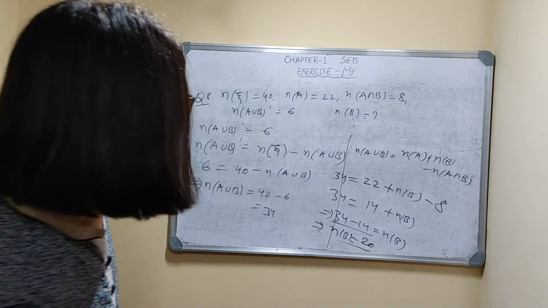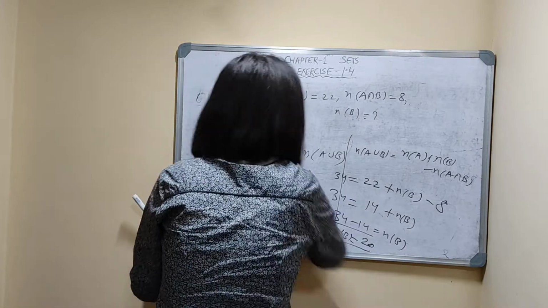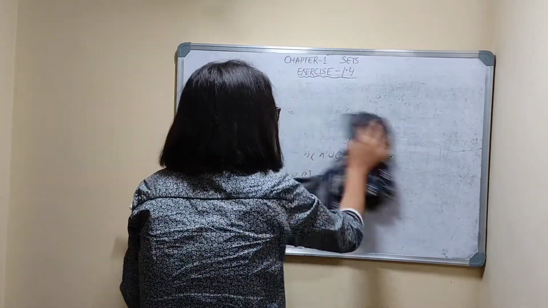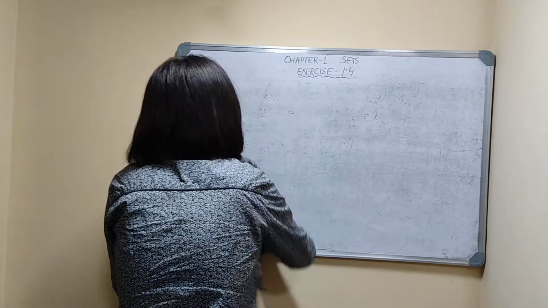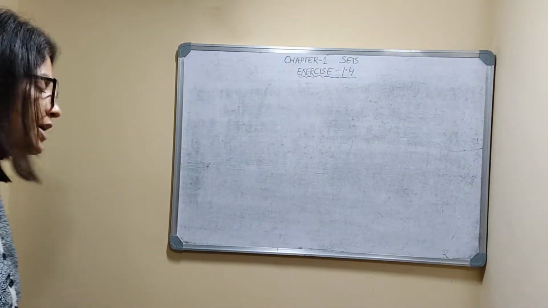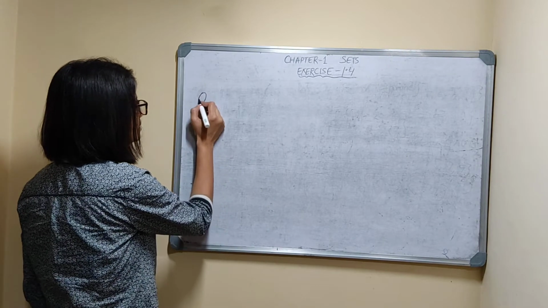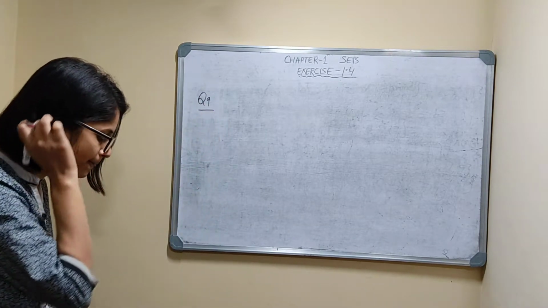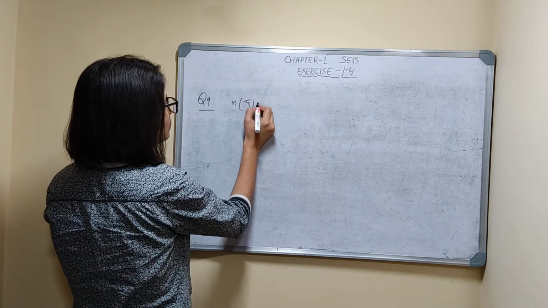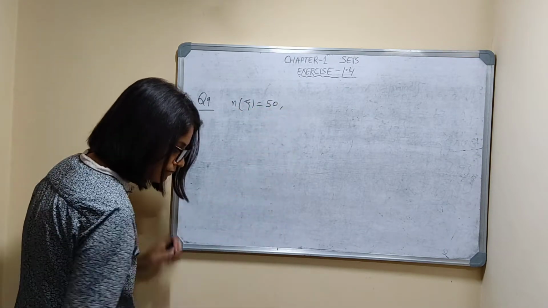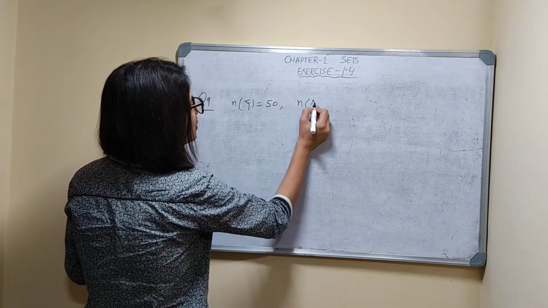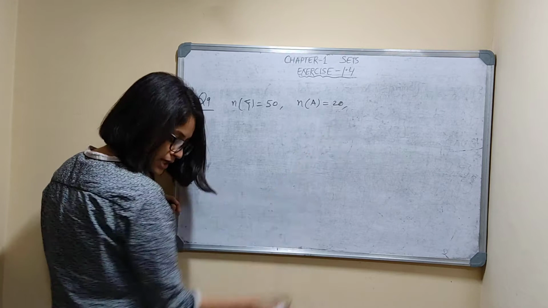Now question number 9. N of epsilon is equal to 50. N of epsilon is equal to what? 50. N of A is equal to 20.